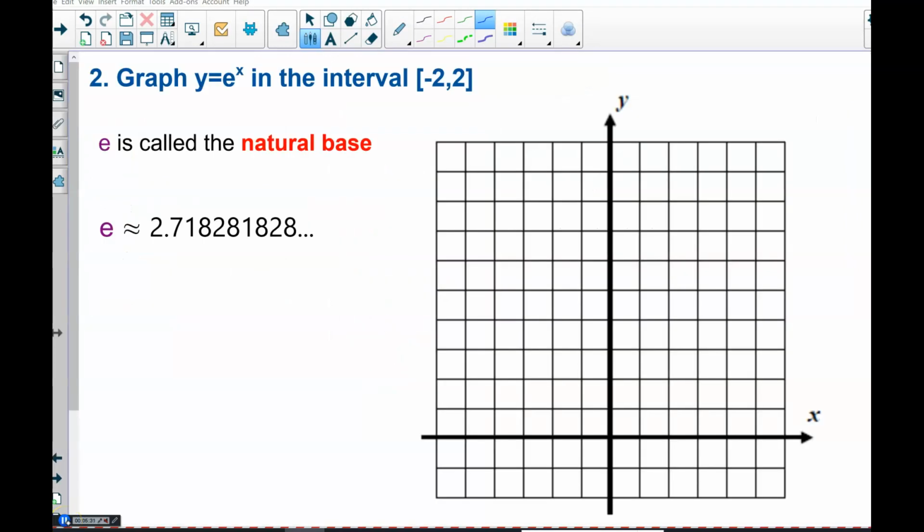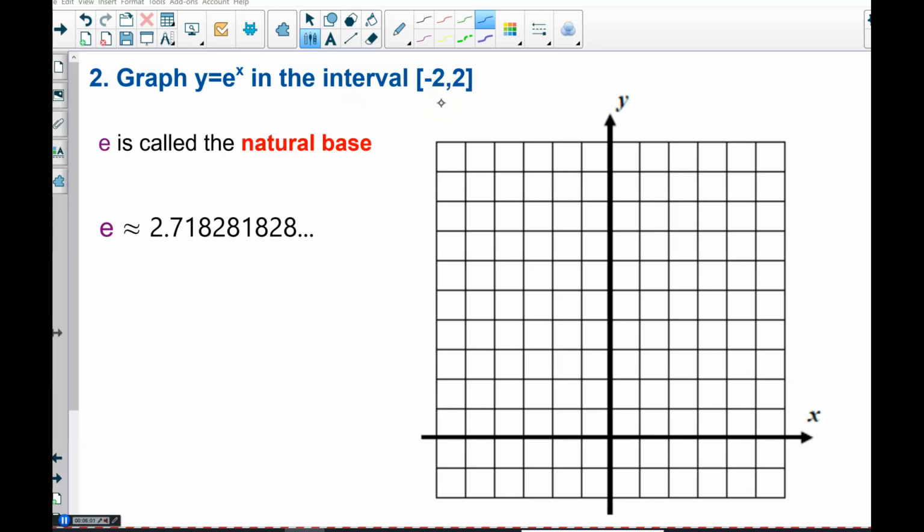On problem number 2, we're asked to graph the function y equals e raised to the x. e is actually not a letter. It represents an irrational number, and we call it the natural base. It's used a lot in science and in business. e is approximately 2.718, and it goes on forever, and it's an irrational number. And we're asked to graph this in the interval from -2 to 2.